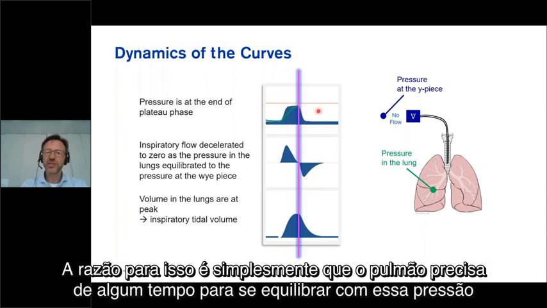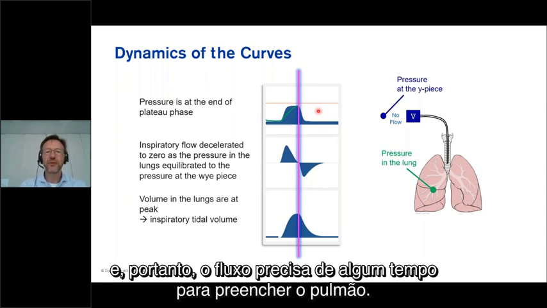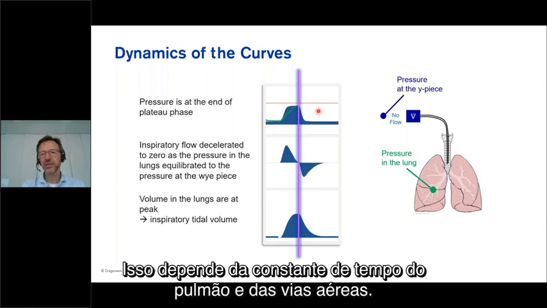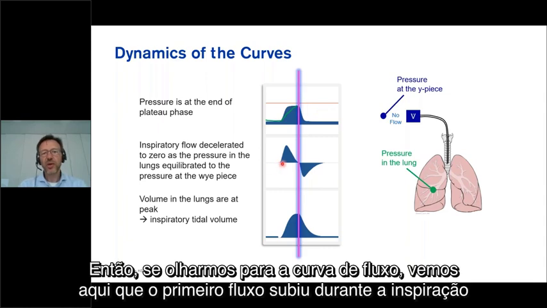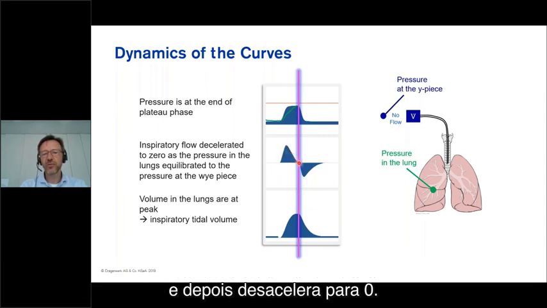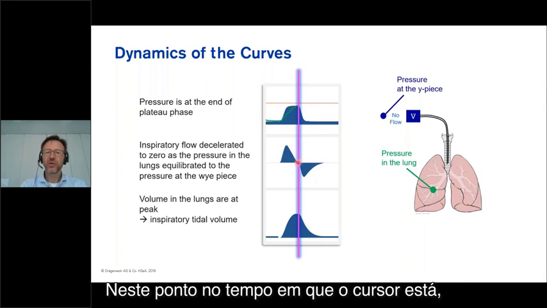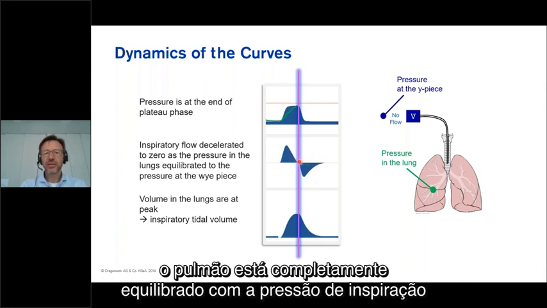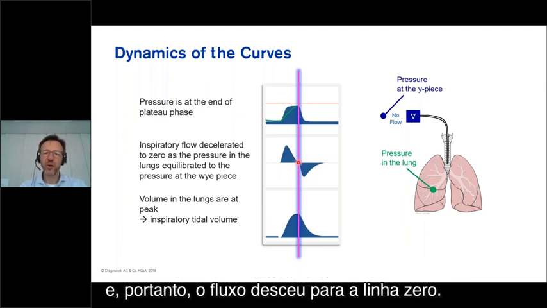So the green curve is a little bit delayed following the pressure at the Y-piece. The reason is simply that the lung needs some time to equilibrate to this pressure, and therefore the flow needs some time to fill the lung. This depends on the time constant of the lung and airways. If we look at the flow curve, we see that the flow went up during inspiration and then decelerates down to 0. At this point in time where the cursor is, the lung has completely equilibrated to the inspiration pressure, and therefore the flow came down to the 0 line.